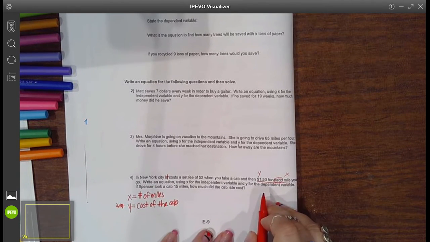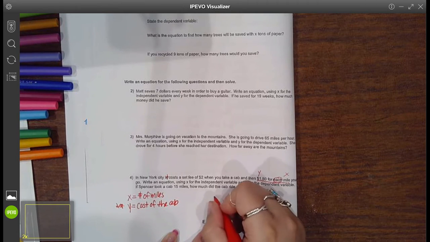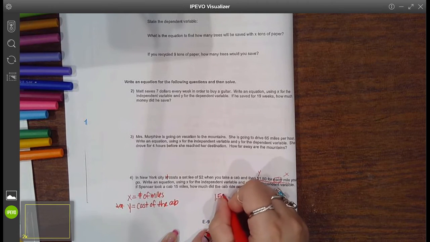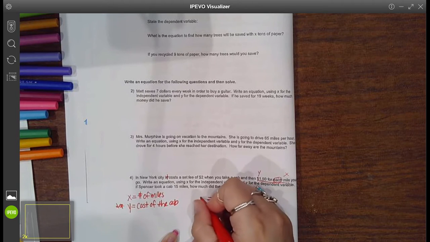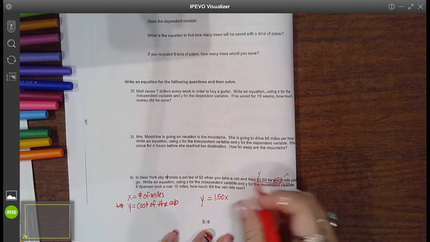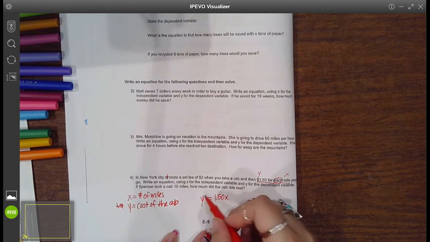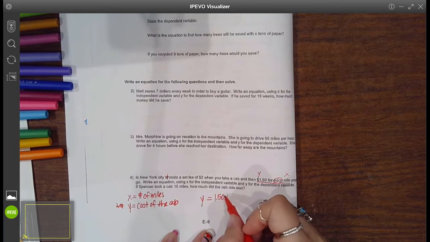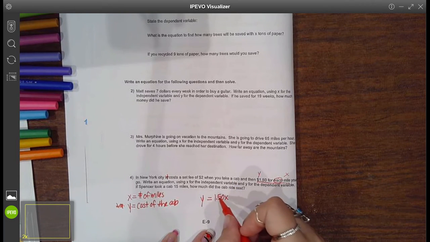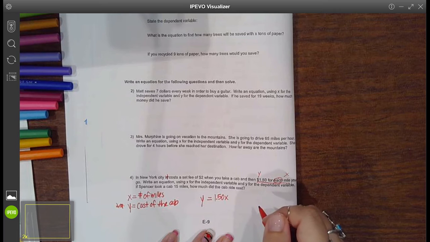Your rate goes in front of your x. So $1.50 goes in front of your x. And then your y is like your answer. So how much you pay depends on how many miles you go, because you have to pay $1.50 per mile. That's your equation. Or is it?